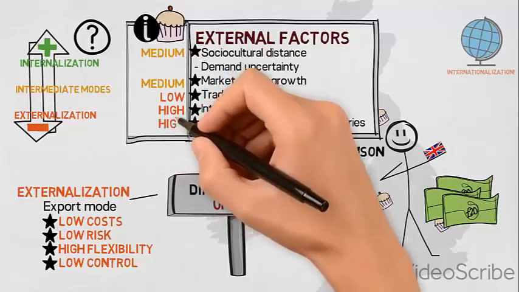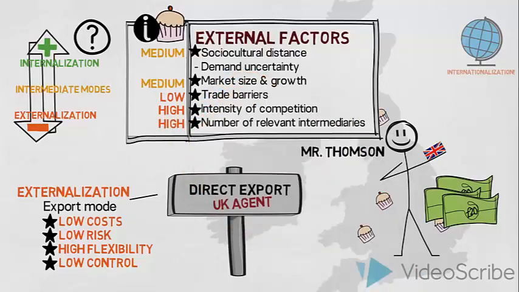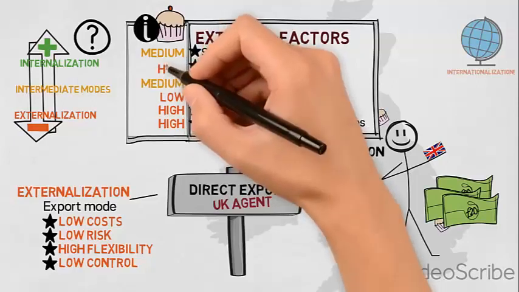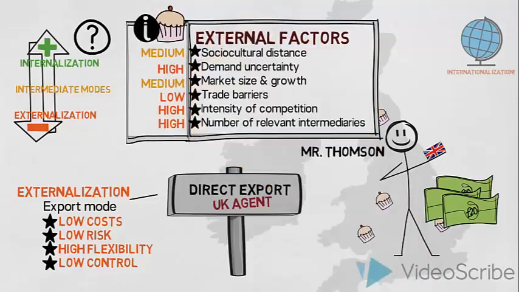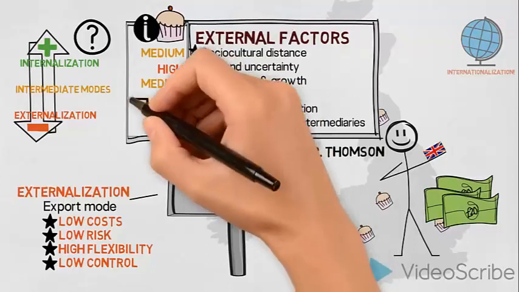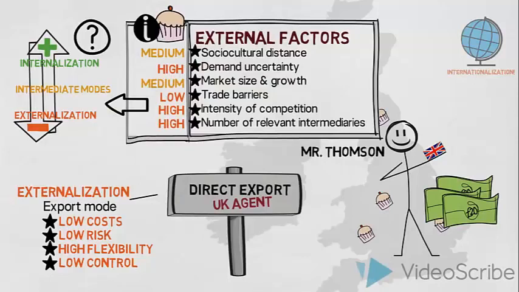Research has also shown that there are a large number of relevant intermediaries available. Mr. Thompson is just one of many options in this field. Although the market has experienced growth, Brexit is believed to cause some general instability and uncertainty in the market. So, an evaluation of the external factors has also revealed an indication towards externalization. This supports French Cakes' second suggestion of using an agent.